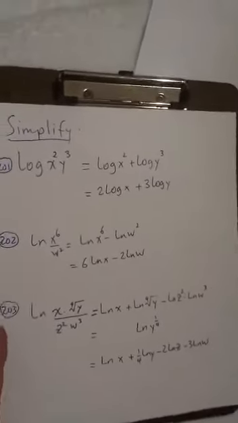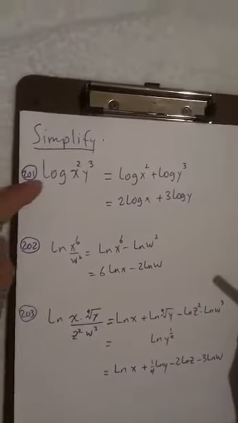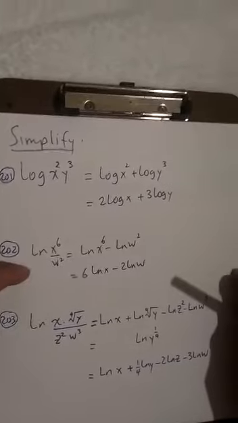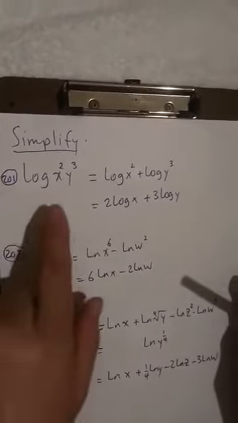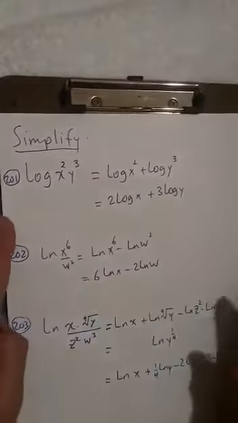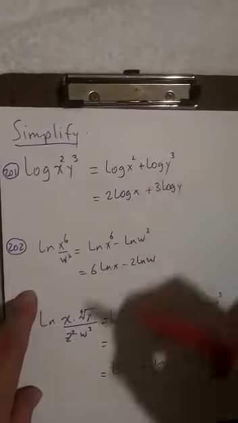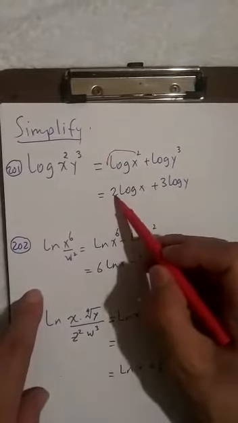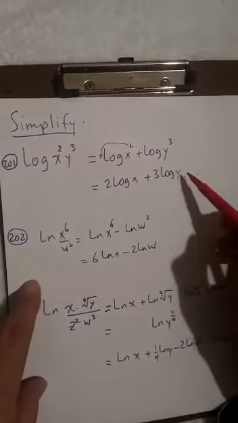Let's do some examples. Simplify these. Log of x squared times y cubed. The properties of ln also apply to log in any base. So this is a product. The log of a product will be the sum of logarithms. So you separate them. It will be log of x squared plus log of y cubed. But log of x squared, we can take this 2 out to the front. So it will be 2 log x. And this will be 3 log y.